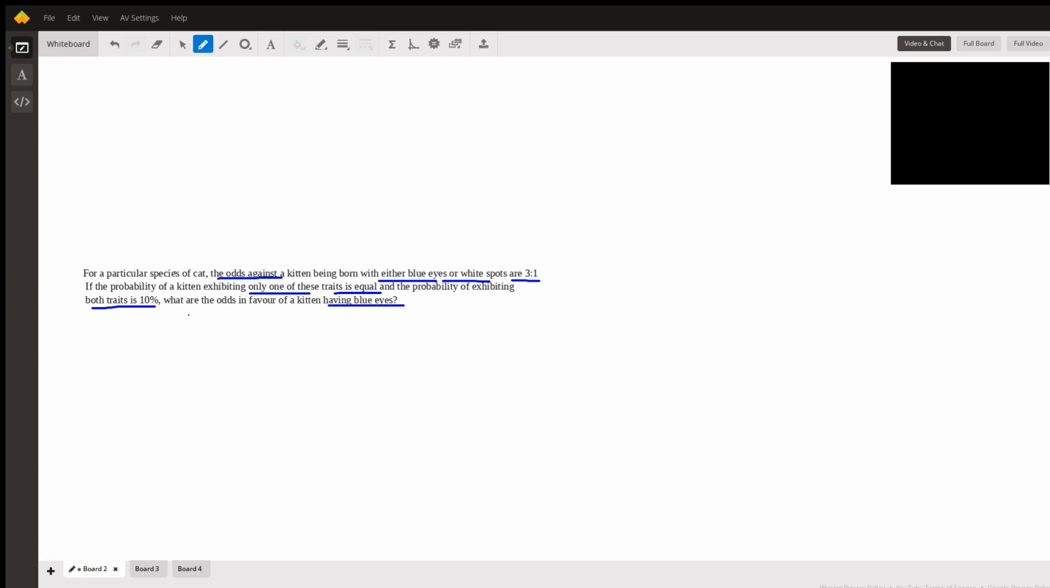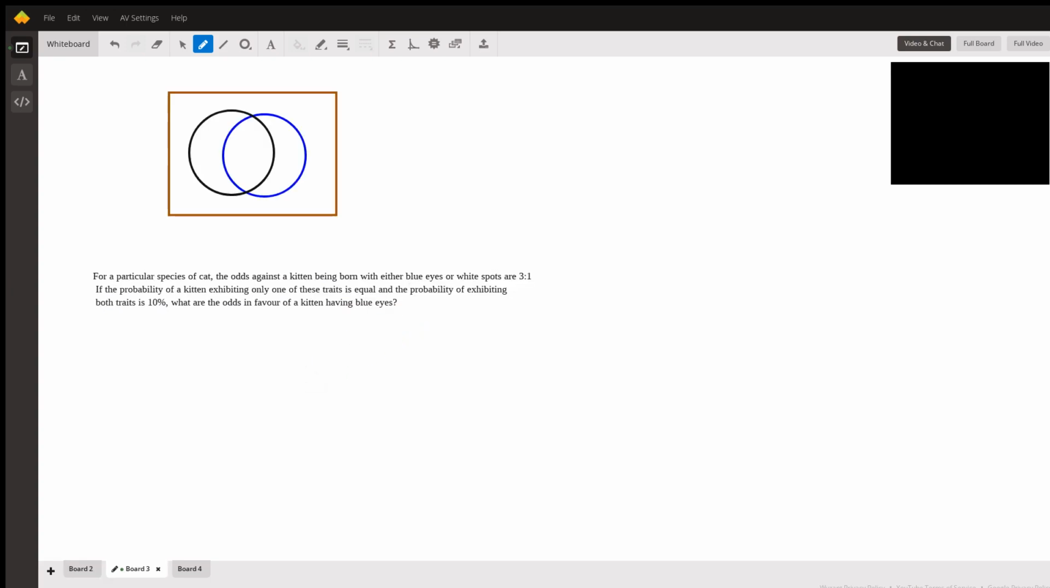So let's start putting together a Venn diagram. Fortunately, I've got one over here. And the Venn diagram shows the entire population. And then we have two parts. We have the black part, which is going to represent our white spots. And then we also have our blue one. So we're going to have our blue eyes. That's equal to our blue circle.